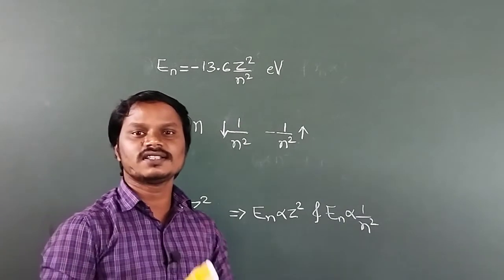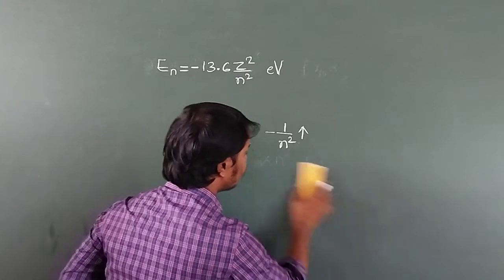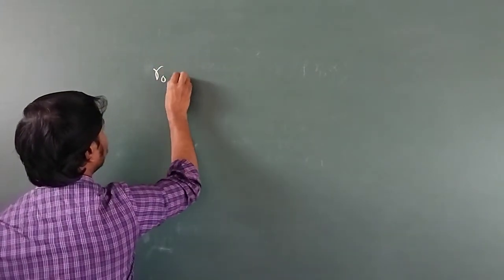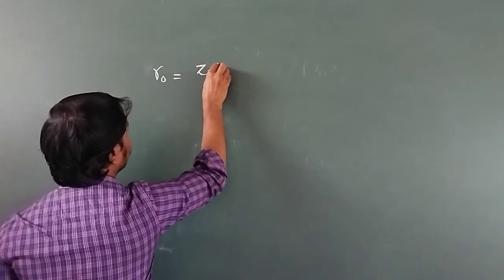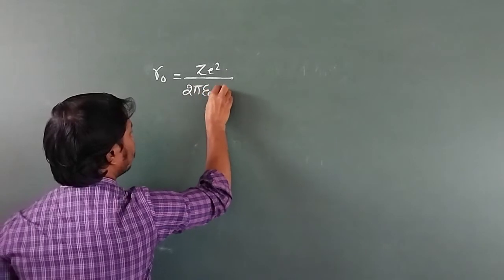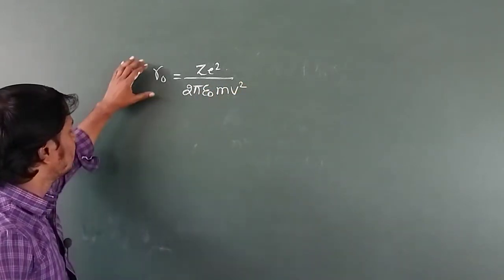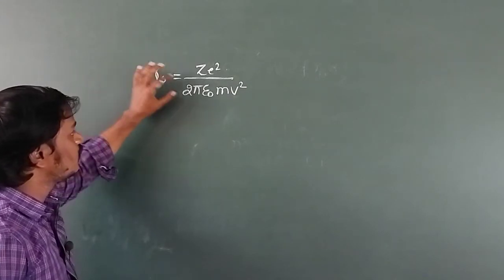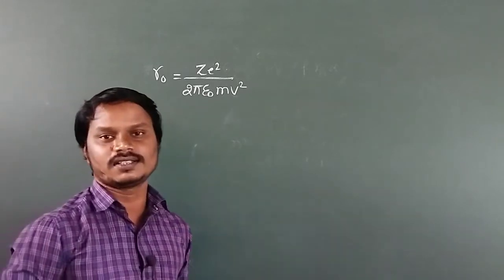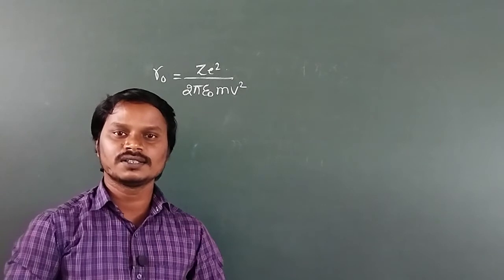So next formula, that is the distance of closest approach. So what is the formula for the distance of closest approach? That is R naught is equal to Z square divided by 2 pi epsilon naught m v square. See here, the distance of closest approach is inversely proportional to mass. So based on all these formulas, we are going to solve the exercise questions.